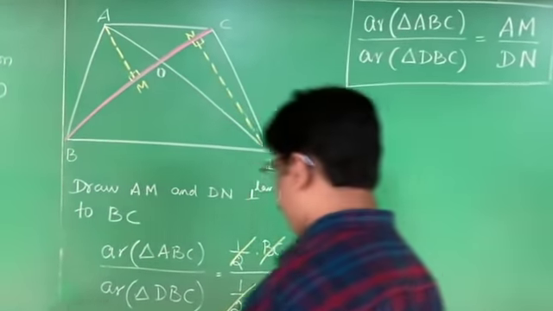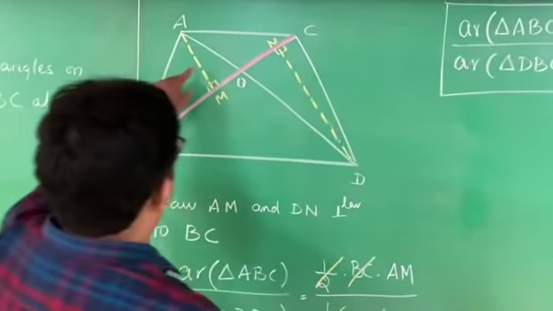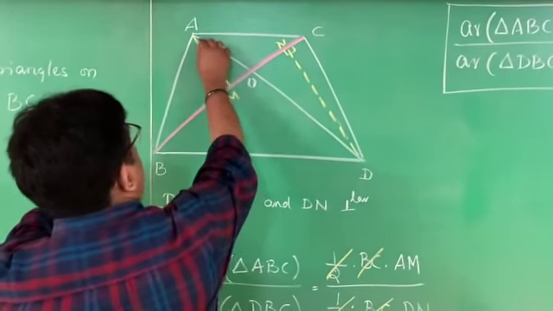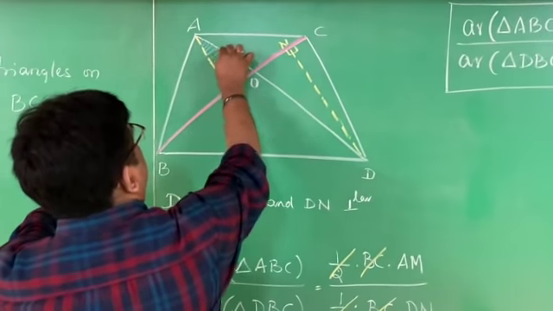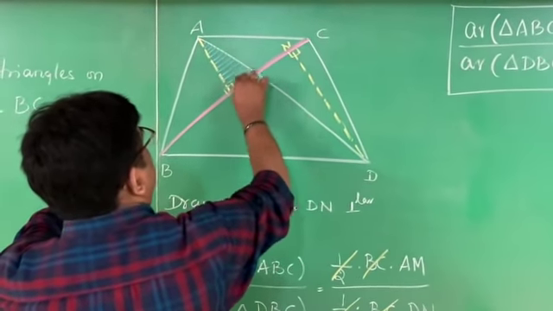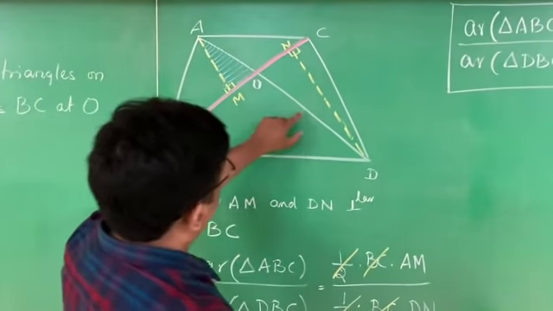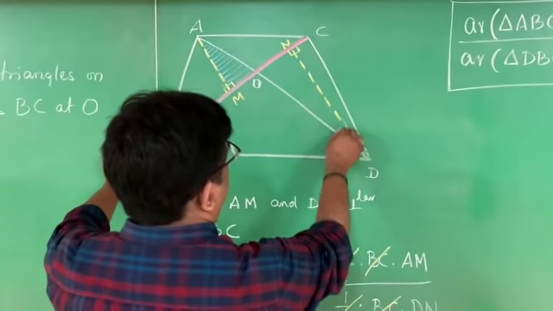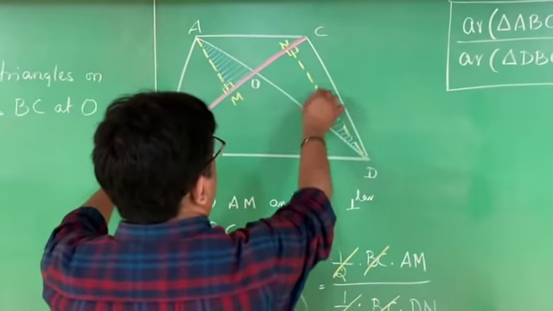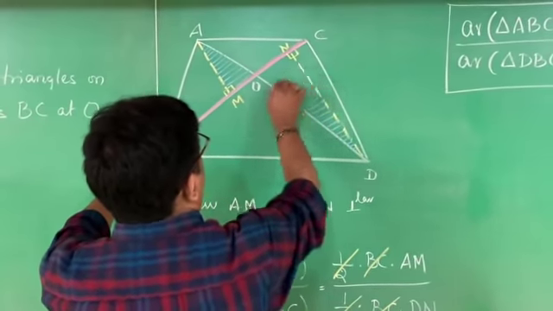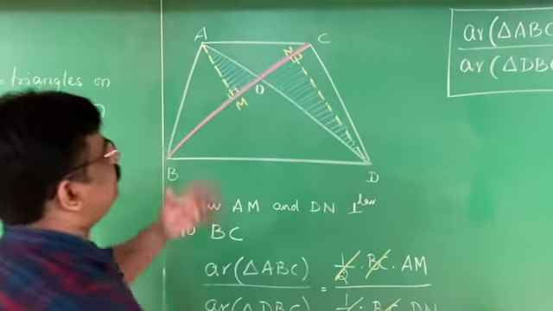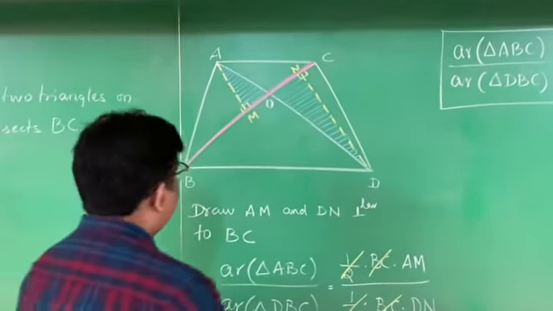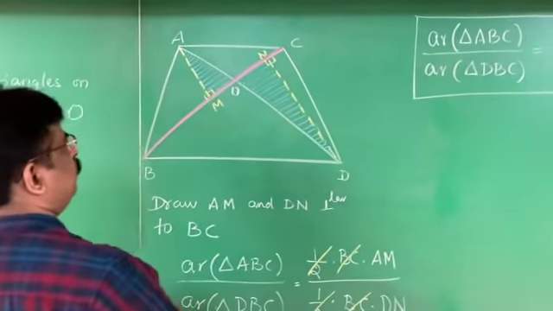Now come back to the diagram. Here AM is there, here AO is there. With respect to AM and AO, there is a triangle. With respect to DO and DN, there is a triangle. These two are the triangles. Now it is our duty to prove these two triangles are similar. How can I prove that? Very simple, we can easily prove these two triangles are similar.